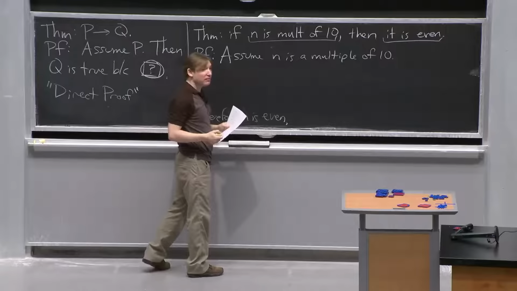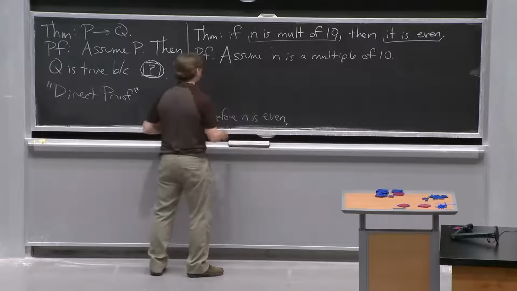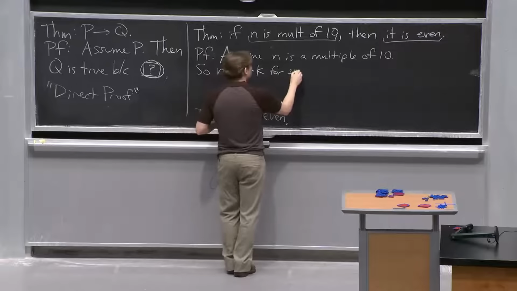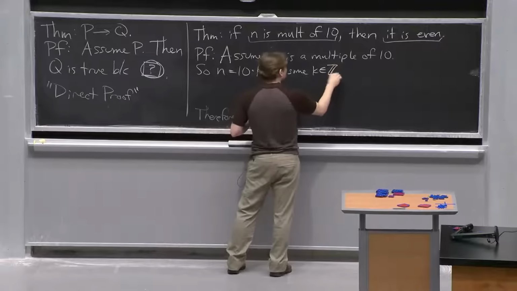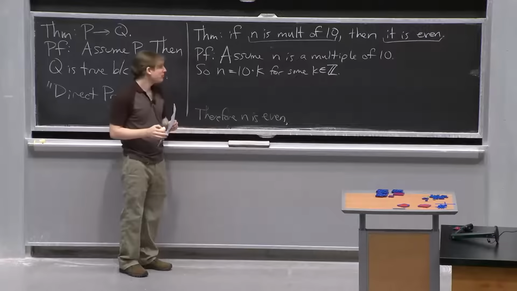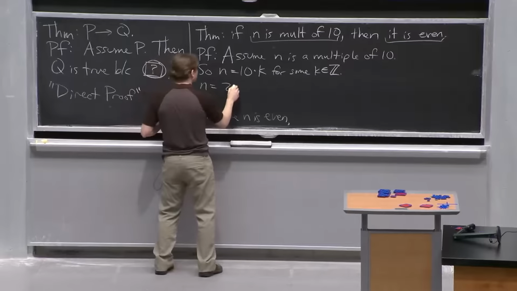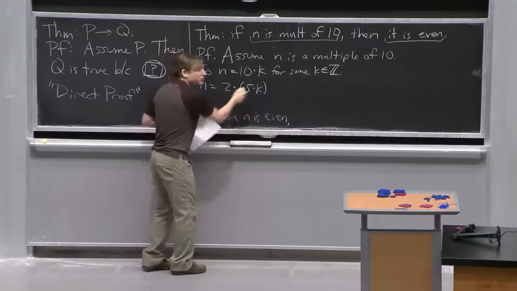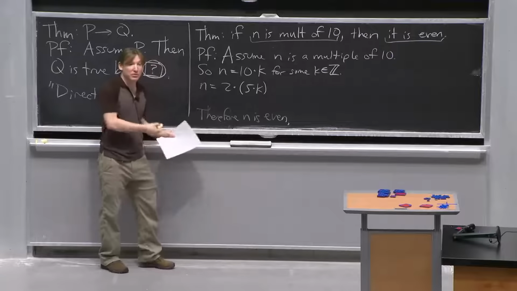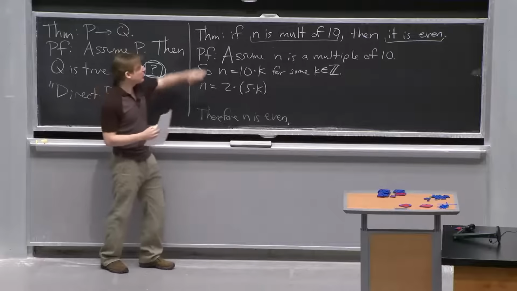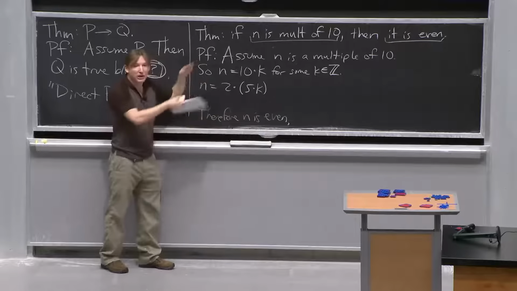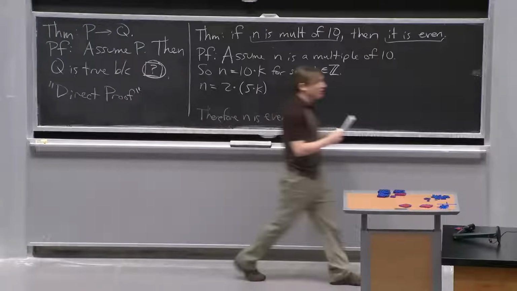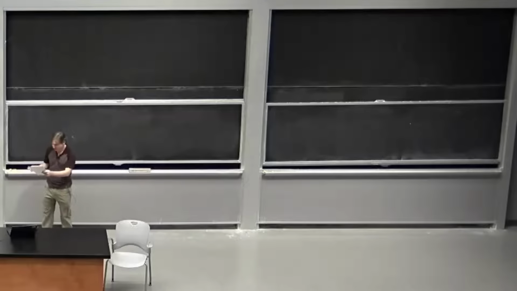Assume n is a multiple of 10. What does it mean to be a multiple of 10? So n is 10 times k for some integer k. Right? But then n equals 2 times 5 times k. And so it's 2 times an integer, therefore it's even. There's our proof. We're done. Just by identifying where we're supposed to start and where we're supposed to end, we were able to bridge the gap. Sound good? Nice.